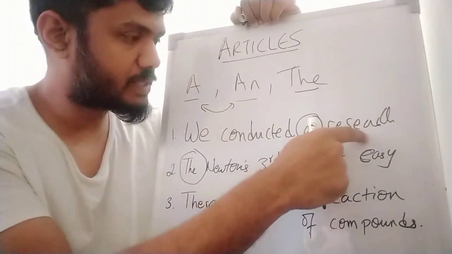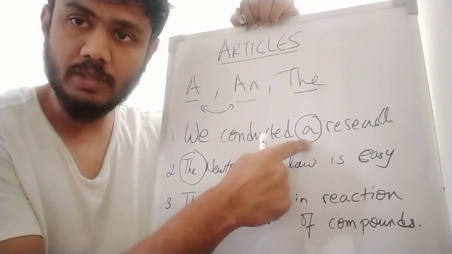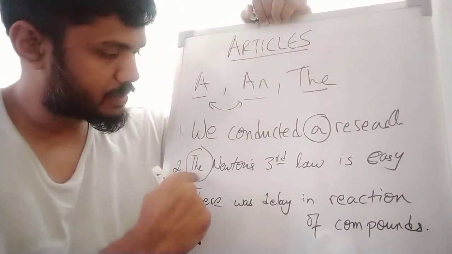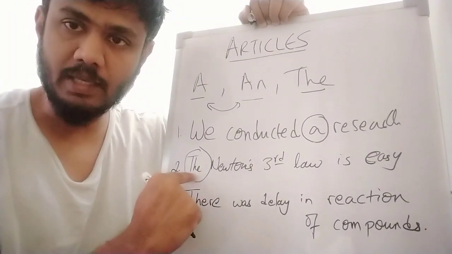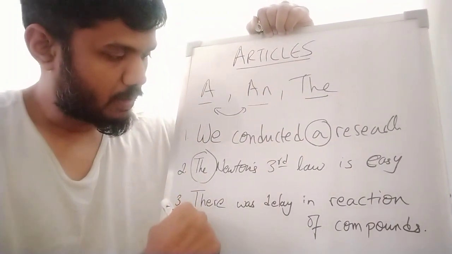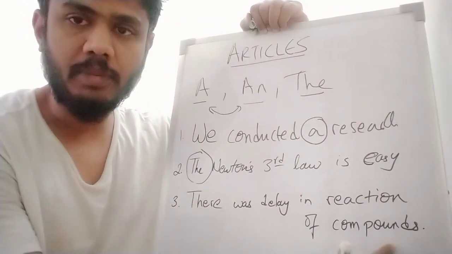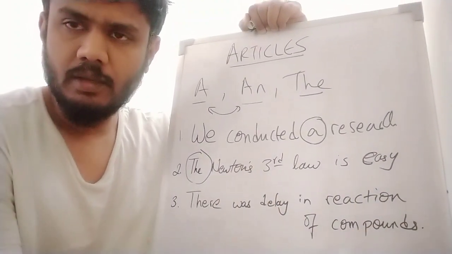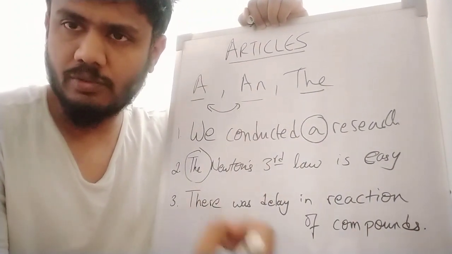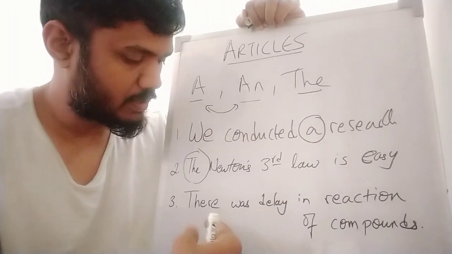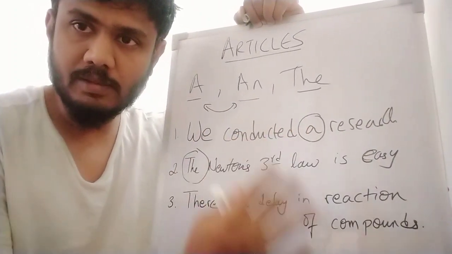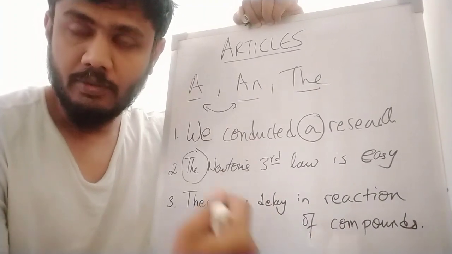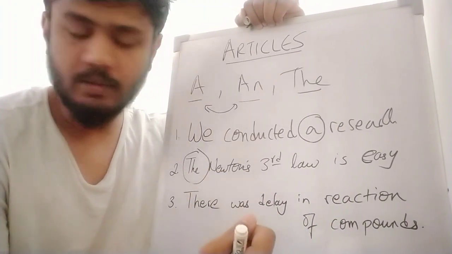So we conducted a research. So the a is used here. Then the second sentence: the Newton's third law is easy. So I'm using the here. And then: there was delay in reaction of compounds. These are the kind of sentences that you would use in your research writing, right? So here there is no article in this sentence, right? Now all these three sentences are not written in the best way possible, right?